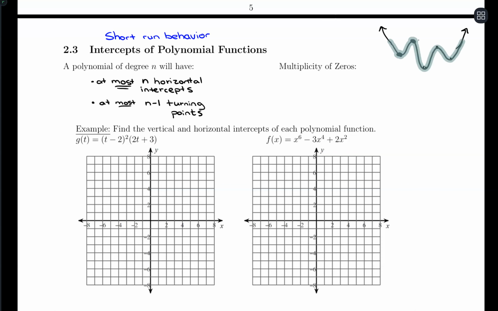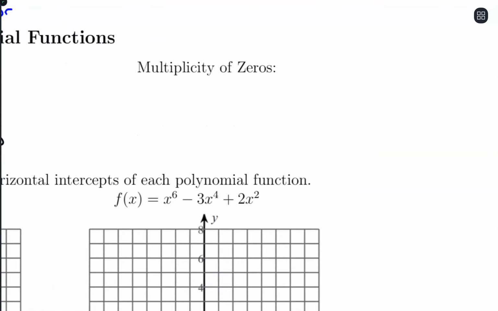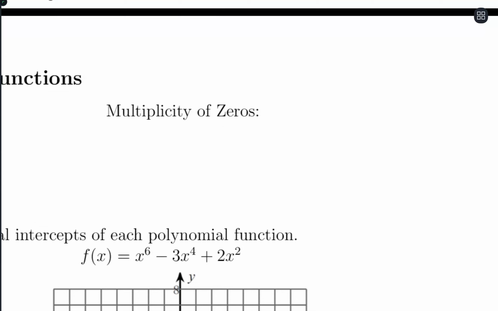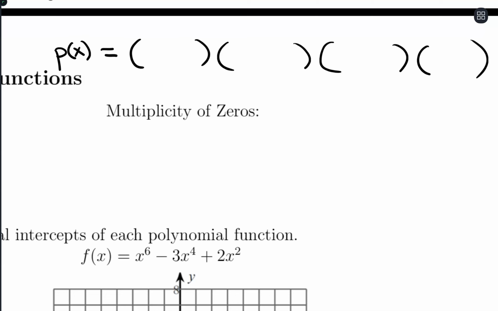Okay, multiplicity of zeros. What we're going to do here is talk about if we have our polynomial in factored form. Factored form, we looked at that with quadratics. With polynomials, we can do this, but to a much larger extent, having a bunch of different pieces multiplying with each other. Let's call this a polynomial p of x, and we have something multiplying with something else, multiplying with something else, multiplying with something else. We can have these binomials grouped in parentheses, and altogether, if you FOILed it all out, you'd get this big, long polynomial.